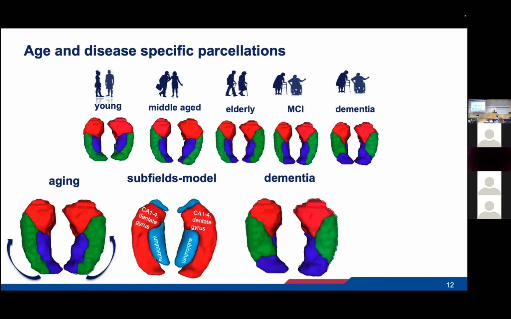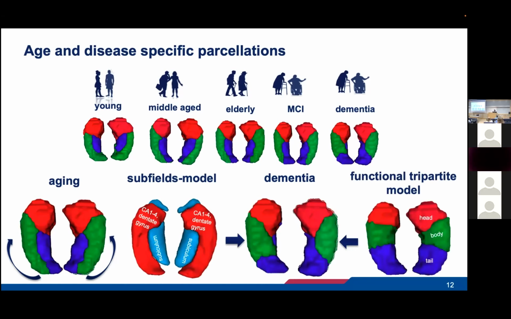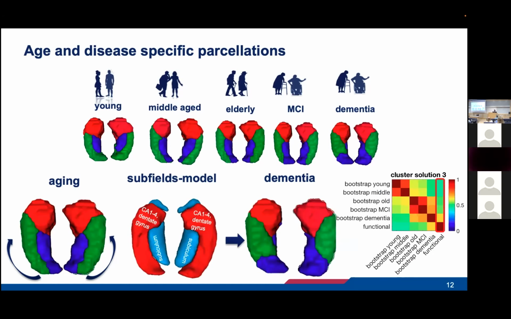However, in dementia, we again had a decrease from the tail, but on top of this, we had an increase, or the cluster moved into the medial direction, which we had the impression covered almost the whole body. And this again reminded us of the functional differentiation. And when we compared these different cluster solutions, we showed that this functional model was more similar to the dementia hippocampus.